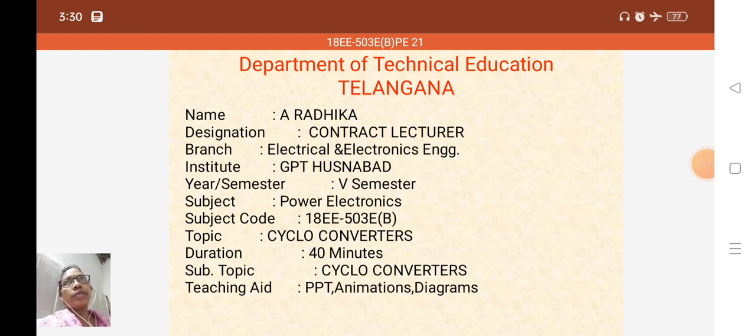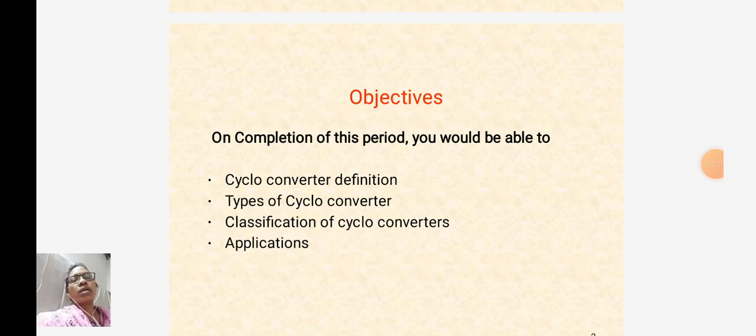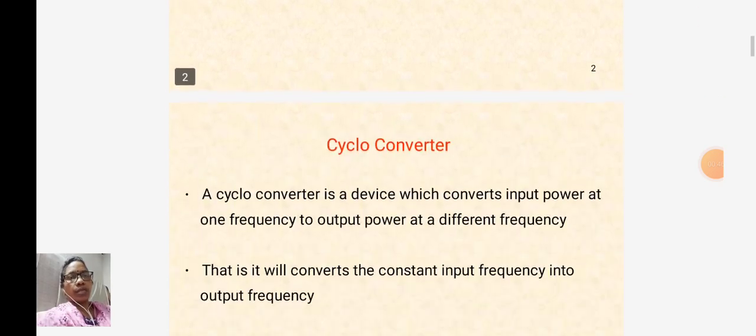In the last classes, we discussed many topics in power electronics. Now today we are going to discuss cycloconverters. Under cycloconverters we are going to discuss the principle and step up and step down cycloconverters. In previous classes we discussed single phase bridge inverters, and now we are going to discuss cycloconverters: definition, types, classification and applications.